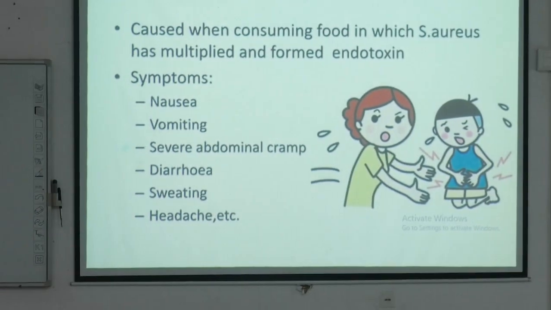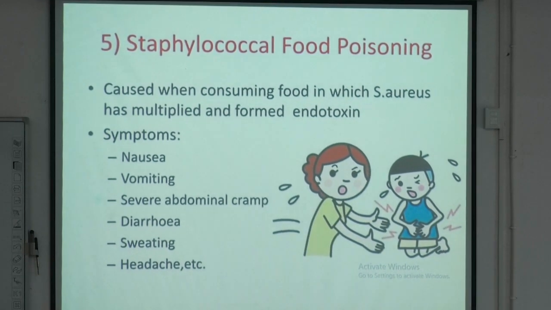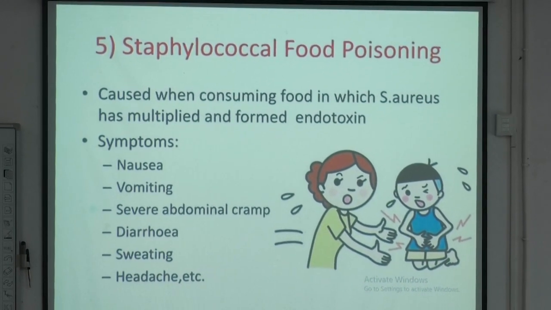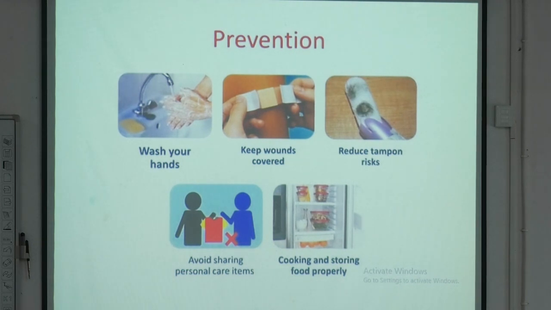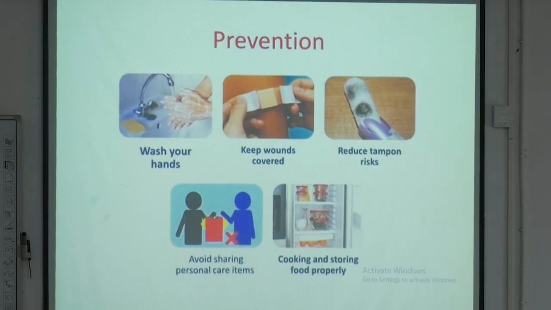Next is Staphylococcus food poisoning. I told you it is enterotoxin mediated. Mode of transmission I have already told you. So these are the preventions: hand washing, okay, and fridge stored food. I told you the main enterotoxin production and enterotoxin are present in food kept in the fridge.